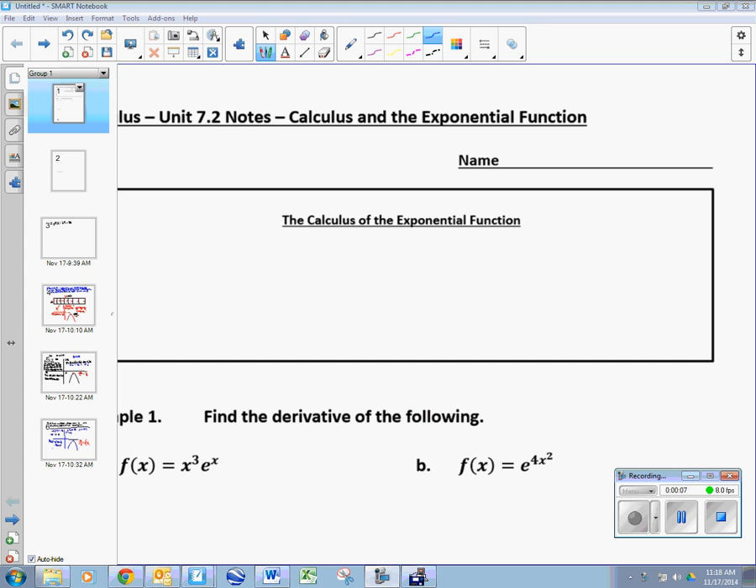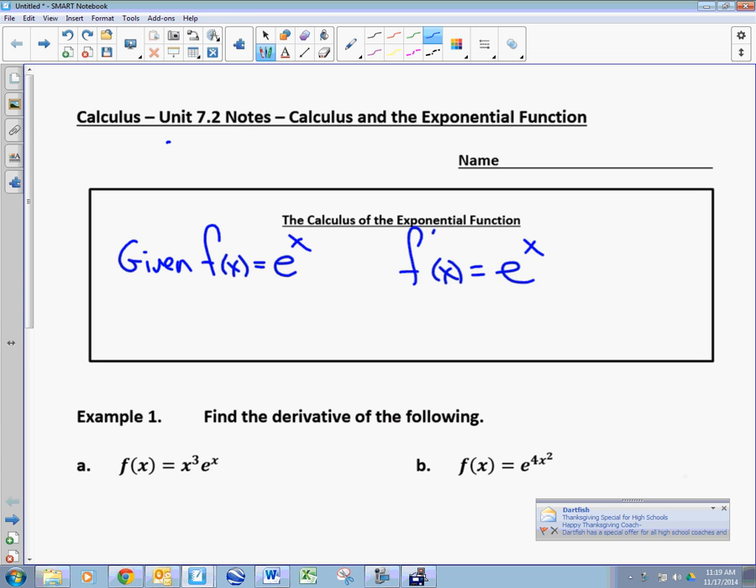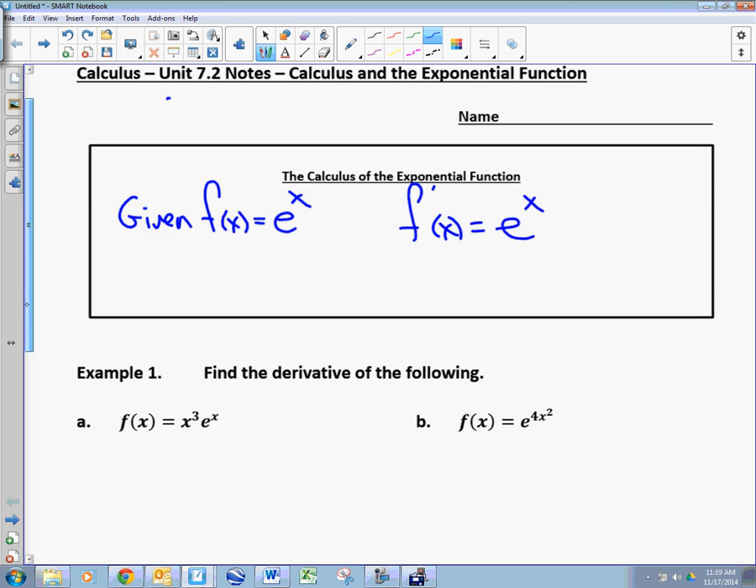Today we're jumping to chapter 7, and I know that because we're going to work on derivatives, and your book takes a break from that for a while. We're going to look at the calculus of the exponential function. Given f of x is equal to e to the x, which is the exponential function, e would be a number like 2.718. F prime of x is equal to e to the x. It's the best derivative you'll ever remember. You'll love it. The derivative of the function is itself, and we'll investigate why that is later on.